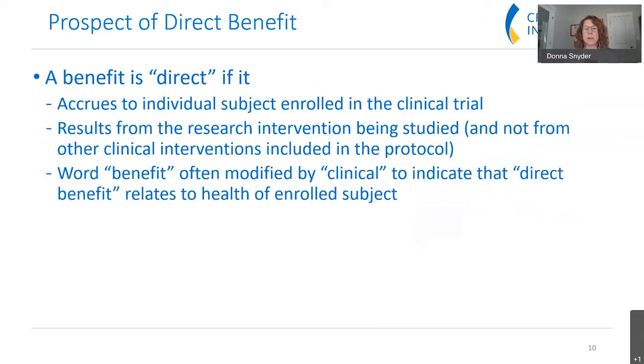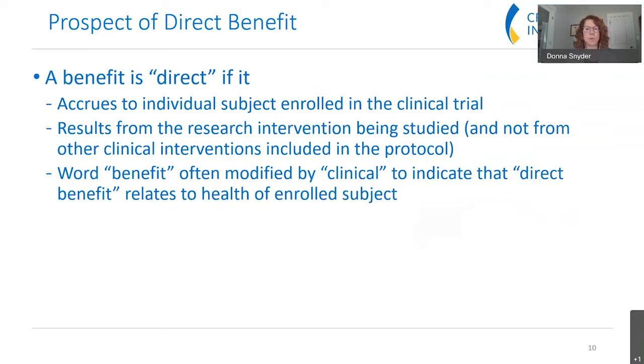So all of this means that when you have a child enrolled in a protocol, you want that child to individually benefit. And we're not looking at the benefits of, say, an additional physical exam being included in the protocol as the benefit of being a participant in that research. We're looking at the benefit, say, for example, from the exposure to the drug in the protocol.